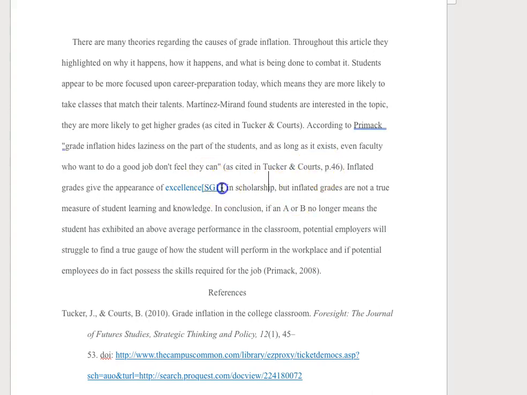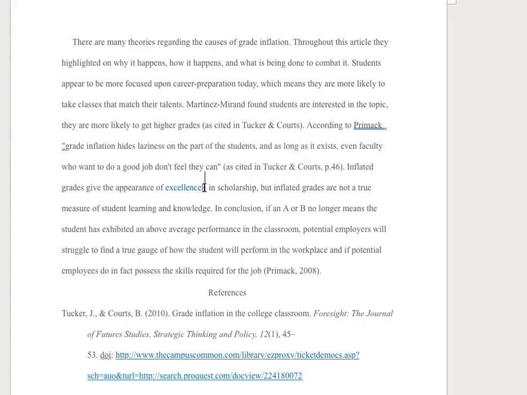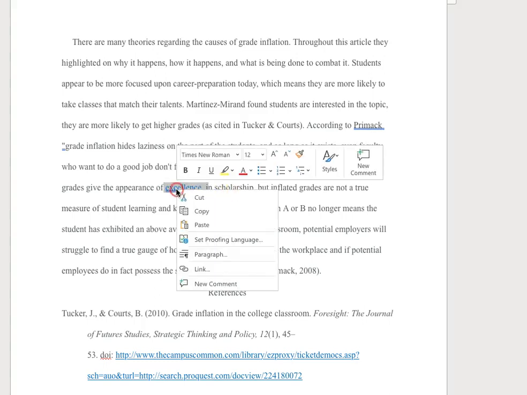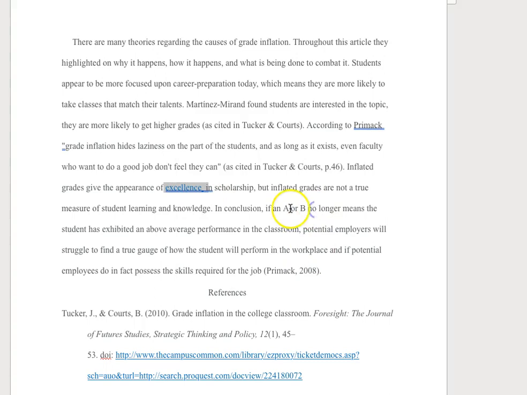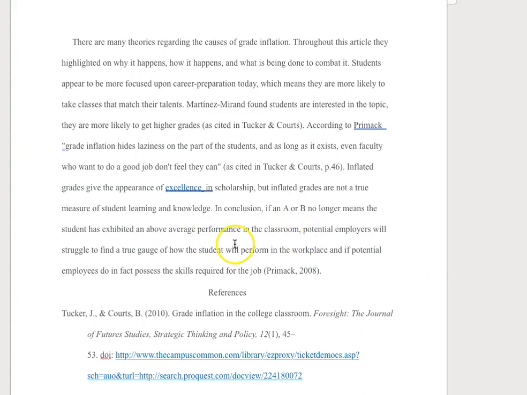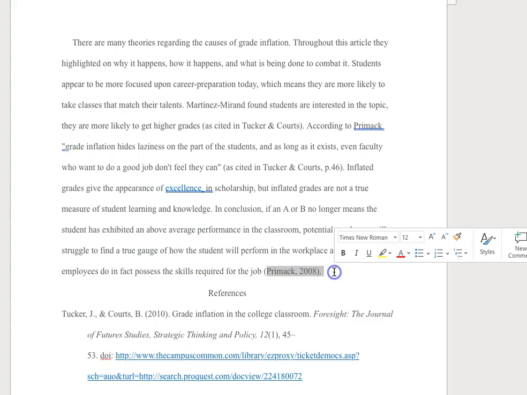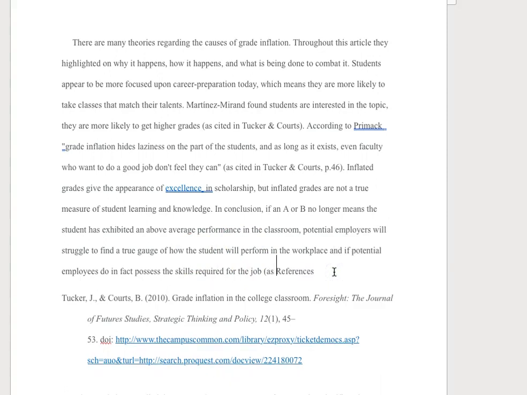I'm not sure what this is. I think it's a bad copy-paste thing. I'm not sure. Appearance and excellence. So make sure to go through and take those out. I don't know if there's a way to remove the formatting, but there it is. In conclusion, if you're me, this is a 7 about hour. I'm sorry, you're going to have to go through this with me. And again, this is probably not this. It's probably as cited in Tucker and Courts.